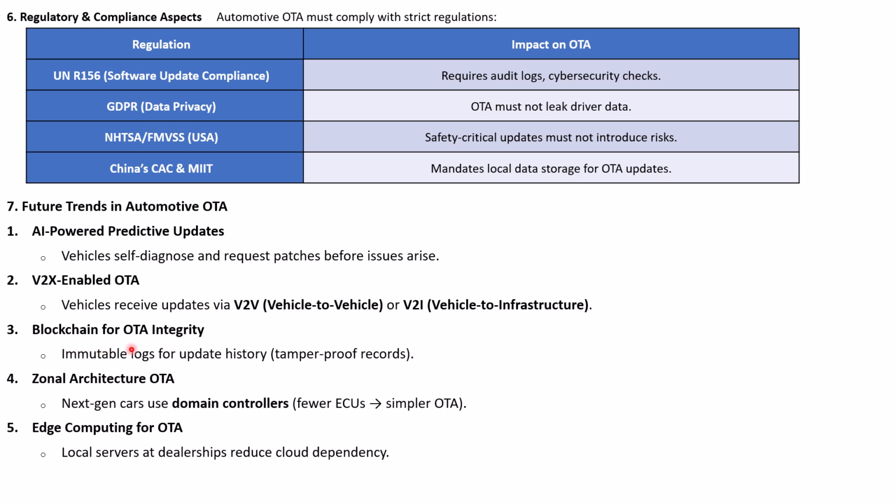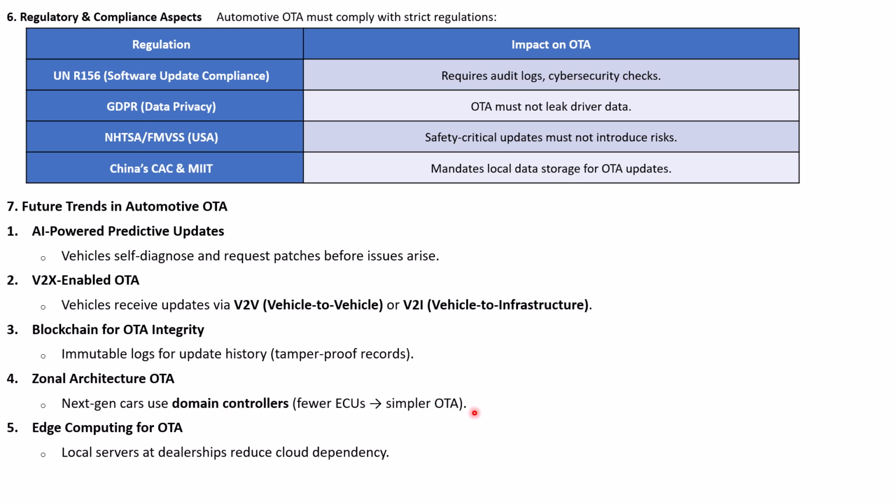Next comes the blockchain for the OTA integrity. All right, these are immutable logs for update history, to make sure you have a record or a register which is tamper proof. Okay, you need to have a record which is totally devoid of tampering. It must be a tamper proof record. Next comes the zonal architecture OTA, and next gen cars use domain architectures.